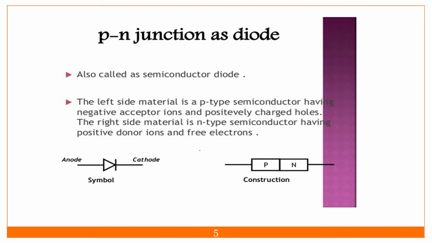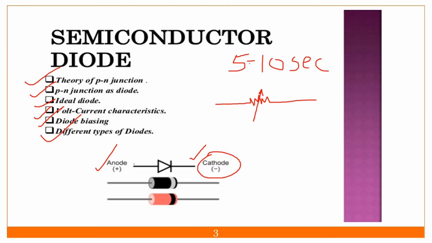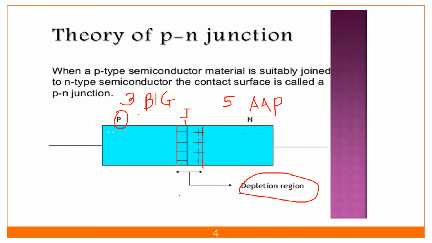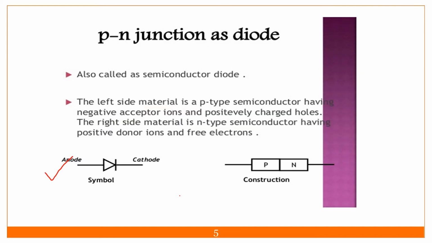So we have seen the semiconductor diode. Symbolically we can draw it like this. This line indicates the cathode, and the other strip is the anode. The left side is p-type material and the right side is n-type material. We have discussed these things.